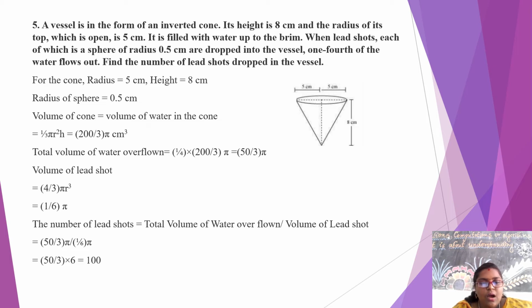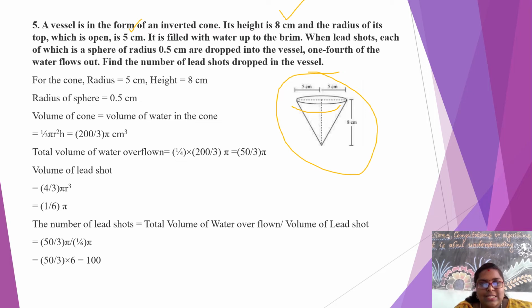Fifth question. A vessel is in the form of an inverted cone. Its height is 8 centimeter. The radius of its top, which is open, like a funnel, the top is open, is 5 centimeter, they have given. It is filled with water up to the brim. See, till here now it is filled with the water they are telling.